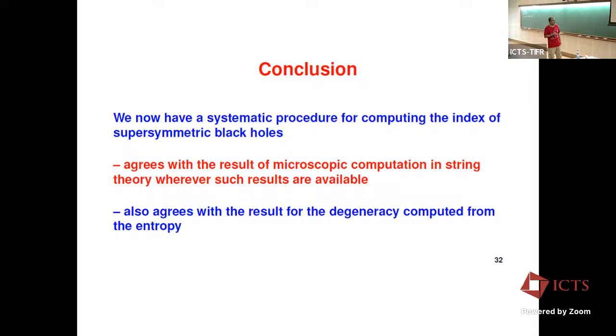And we have seen that it agrees with the result of microscopic computation in string theory whenever such results are available. And it also agrees with the result for the degeneracy that we compute from the entropy. So in some sense, we do see that for BPS black holes, index and degeneracies agree to the extent that we have studied. Thank you. I'll stop here.